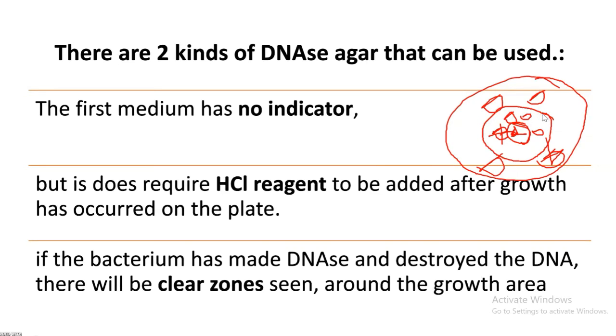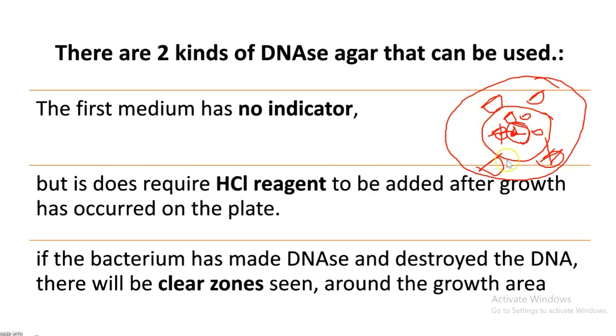around the growth area. If you see a clear zone, it means that the bacterium that is grown has DNase enzyme and it degrades the DNA and utilizes this DNA as a source of carbon and energy. So that's why you see a clear zone around the growth area. You don't see a clear zone in this area, only around the growth area.